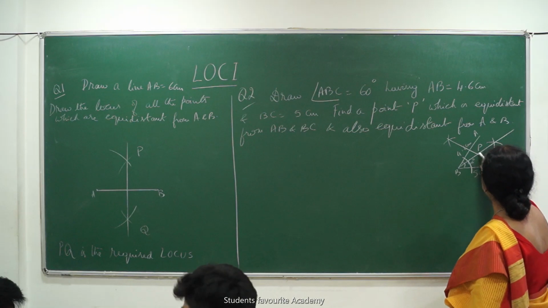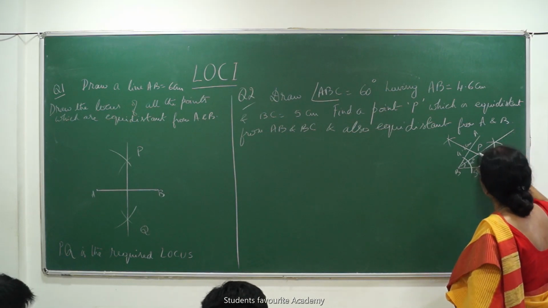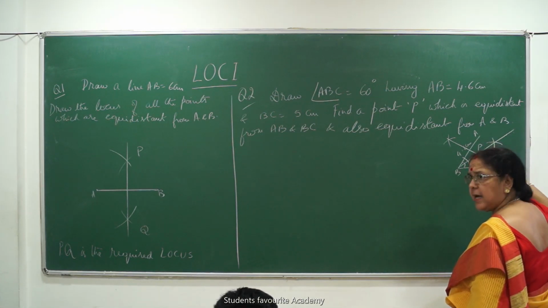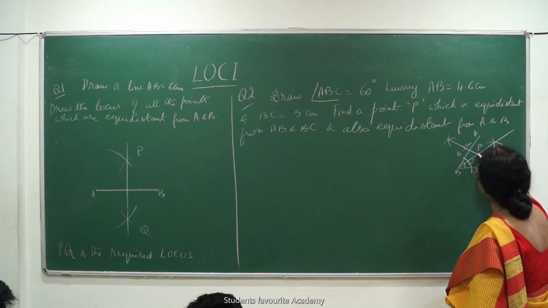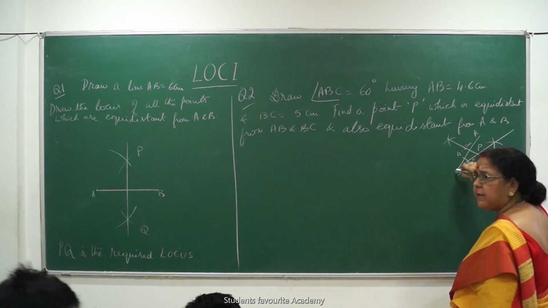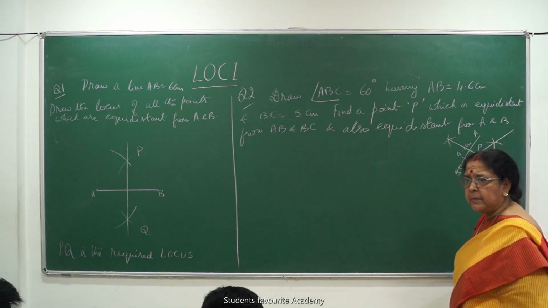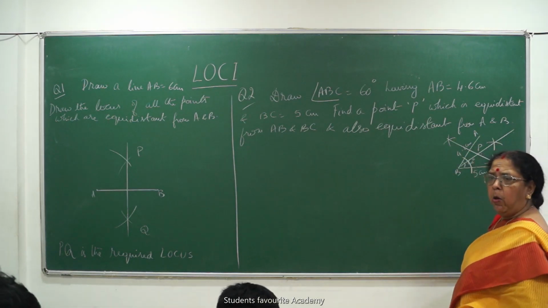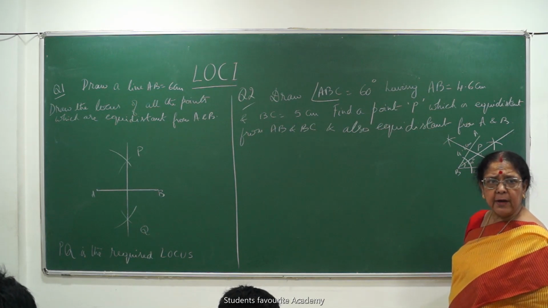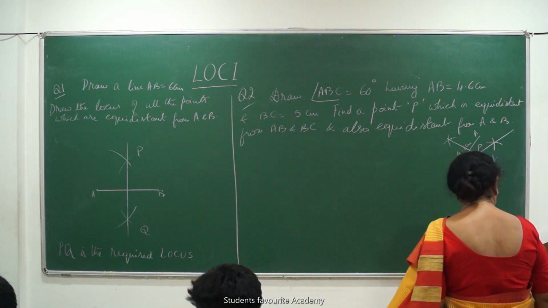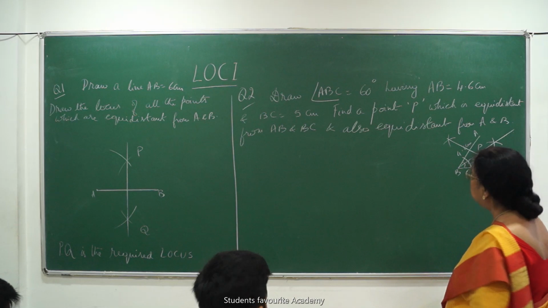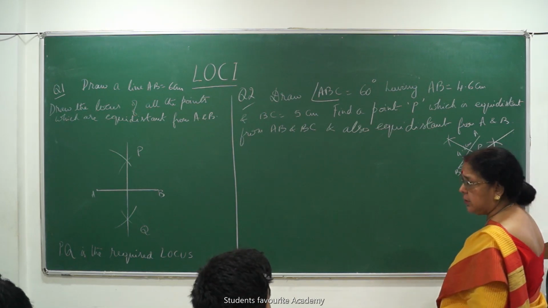Because P lies on the angle bisector, P will be equidistant from AB and BC. P also lies on the perpendicular bisector of AB, so P also will be equidistant from A and B. That is what they have asked. So that is what we have to do. So now draw BC equal to 5 centimeter.